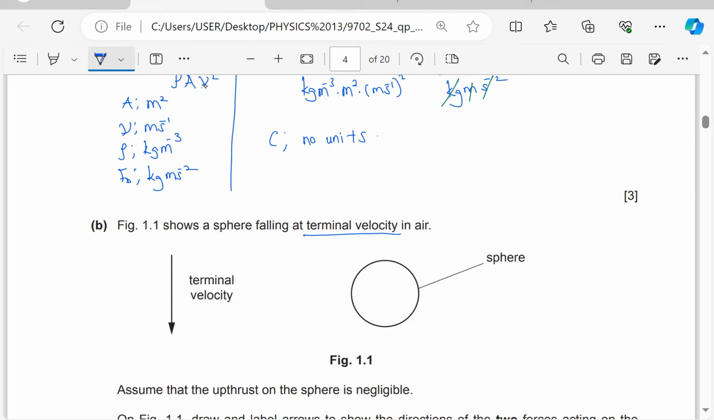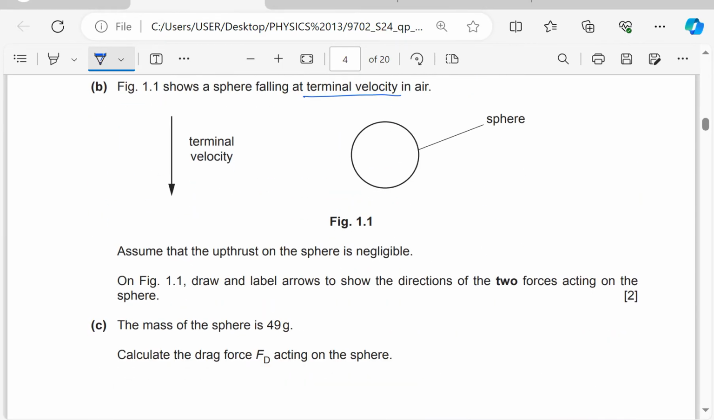Of course, at terminal velocity, there is constant velocity. It means the resultant force equals 0, which means the acceleration is also equal to 0. So assume that the upthrust on the sphere is negligible. So the upthrust force is approximately equal to 0. On the figure, draw and label arrows to show the directions of the two forces acting on the sphere.